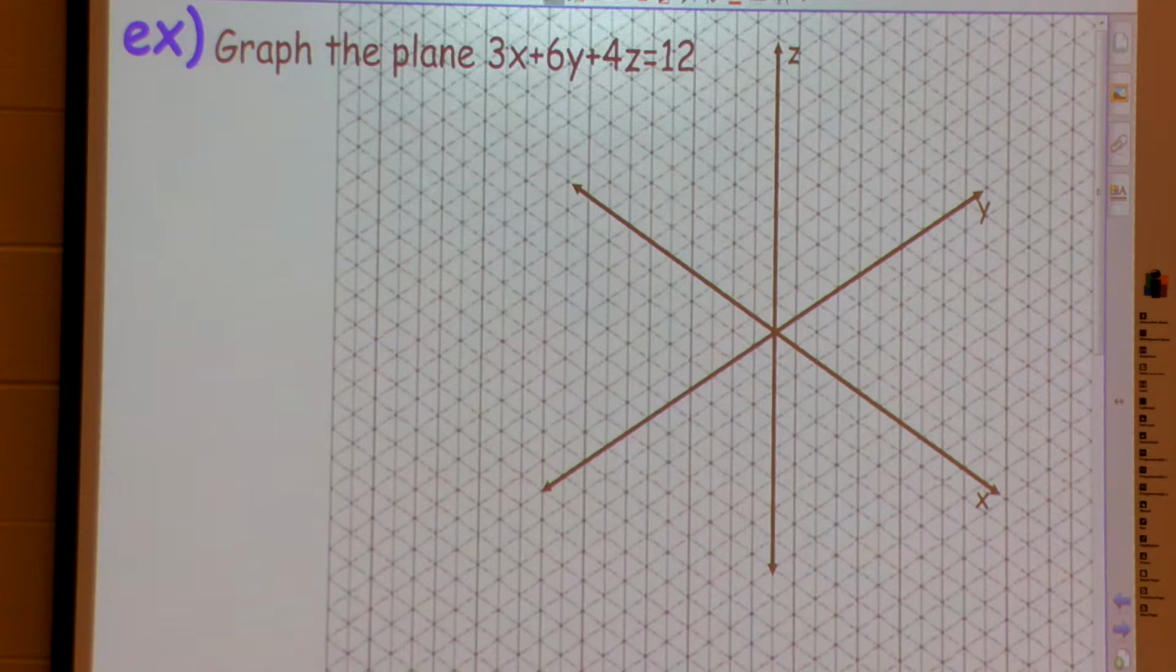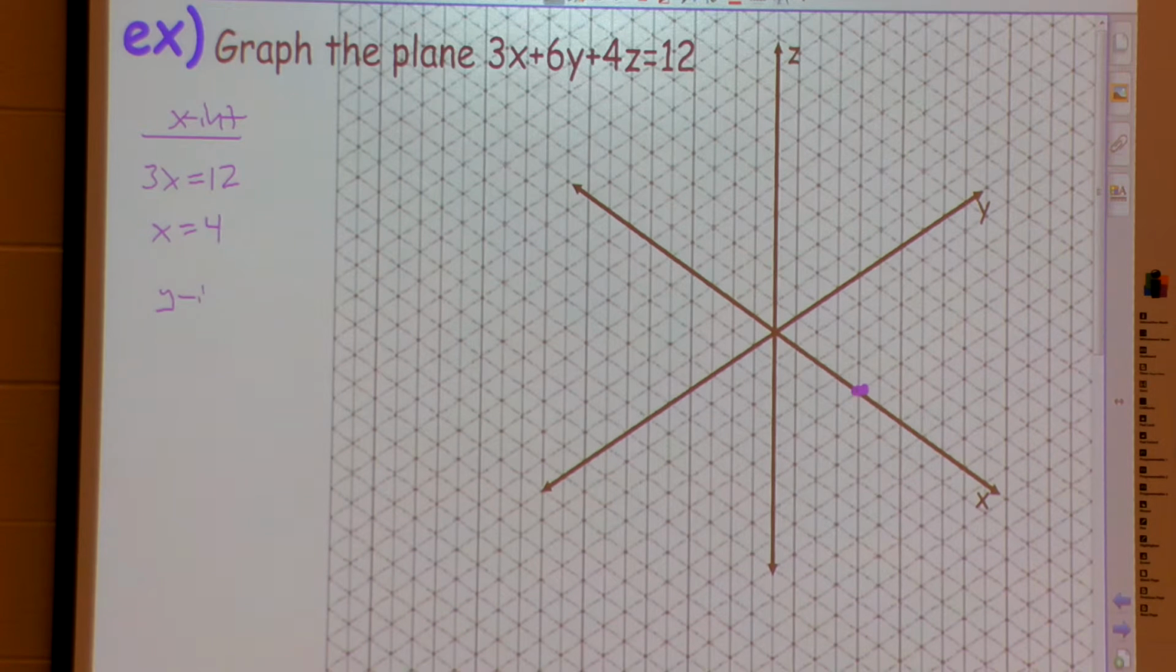Let's do one more quick one. So to find my x-intercept, I will plug in 0 for y and z. I have 3x equals 12, so x equals 4. So I plot 4 on my x-axis.